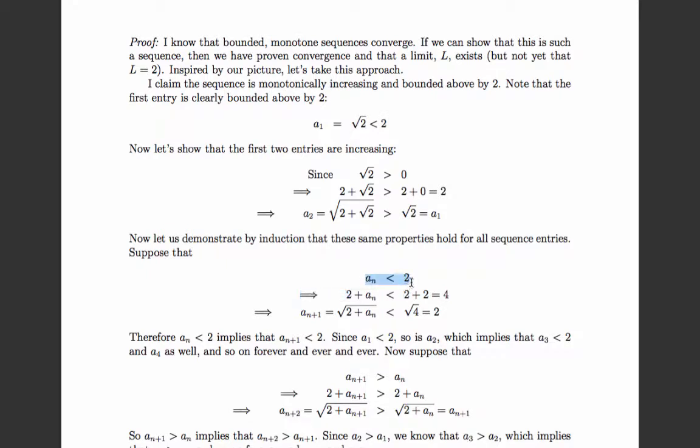So suppose that the nth entry is bounded above by 2. Well, then I can add 2 to both sides and maintain inequality. I can take a square root of both sides and maintain inequality. On the right, I have the square root of 4, or 2. On the left, I have a_{n+1}. So a_{n+1} is less than 2. All right. So if the nth entry is less than 2, then the next entry is less than 2. And since I know already that the first is less than 2, I now know that every single entry is bounded above by 2.